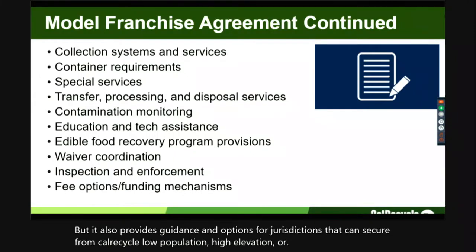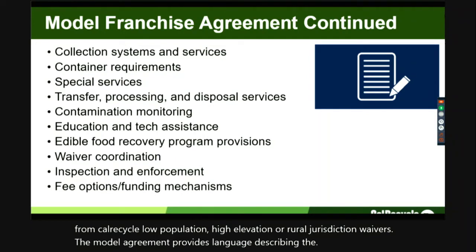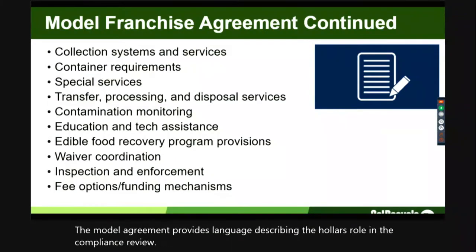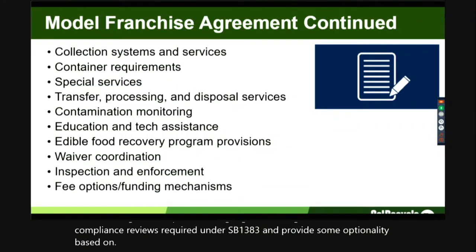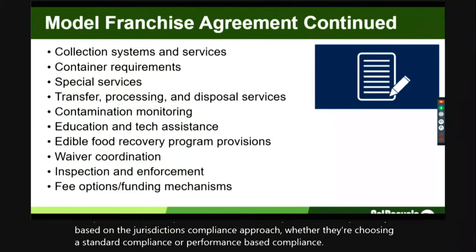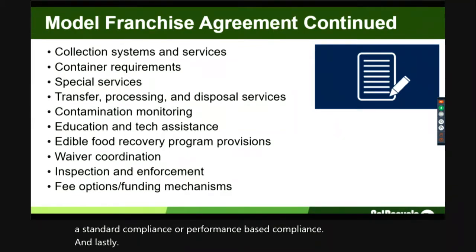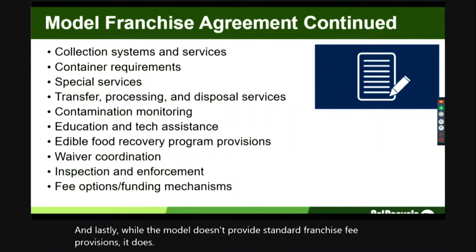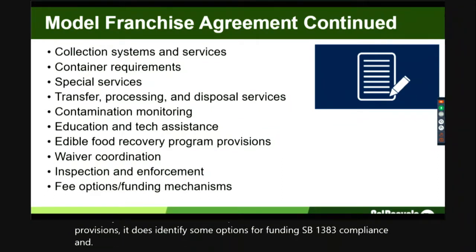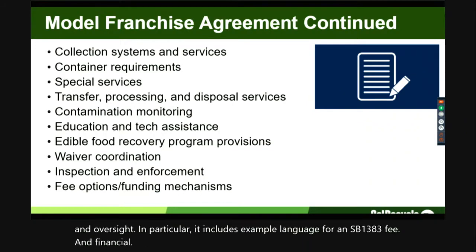The model agreement provides language describing the hauler's role in the compliance reviews required under SB 1383 and provides some optionality based on the jurisdiction's compliance approach, whether they're choosing standard compliance or performance-based compliance. And lastly, while the model doesn't provide standard franchise fee provisions, it does identify some options for funding SB 1383 compliance and oversight. In particular, it includes example language for an SB 1383 fee and financial contributions to edible food recovery programs.